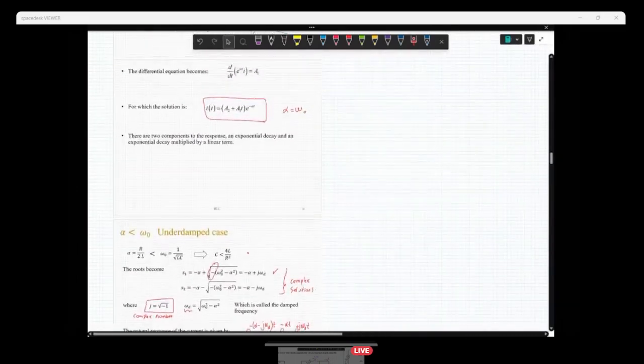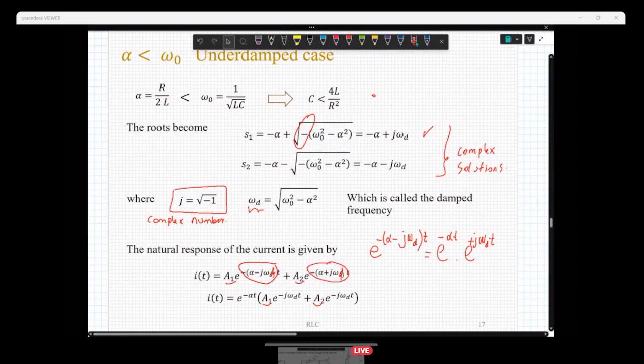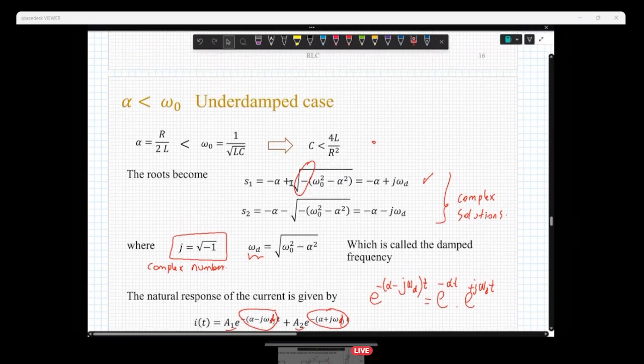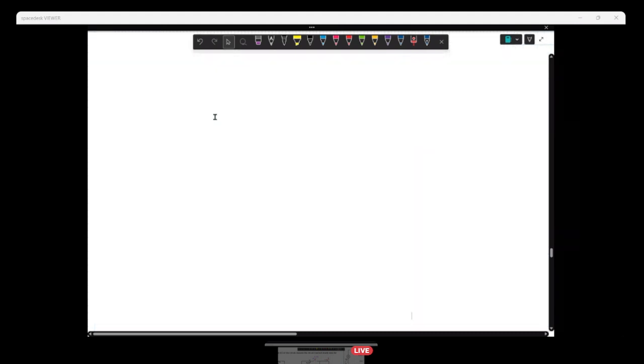I'll just go back to up here. That's the formula you use. And this is a source-free circuit because the source is no longer a part of the circuit, so it's just LRC. Yeah, exactly. It's in series too. Series LRC. Yes, series LRC.